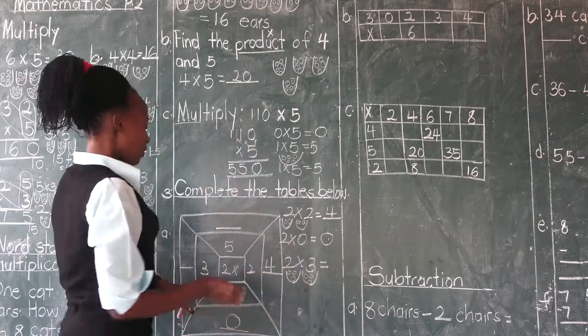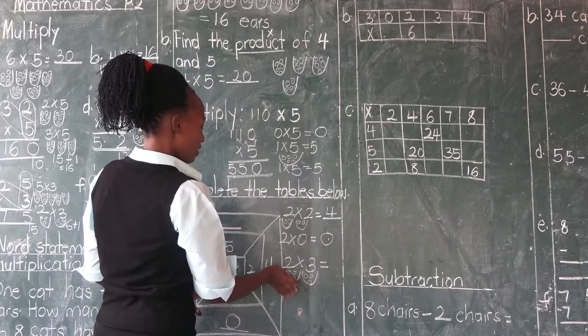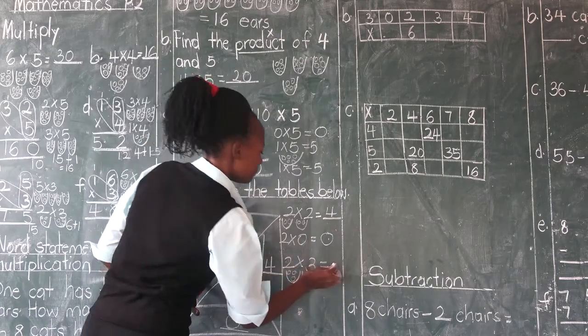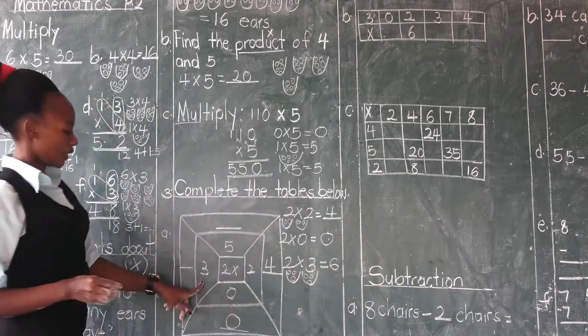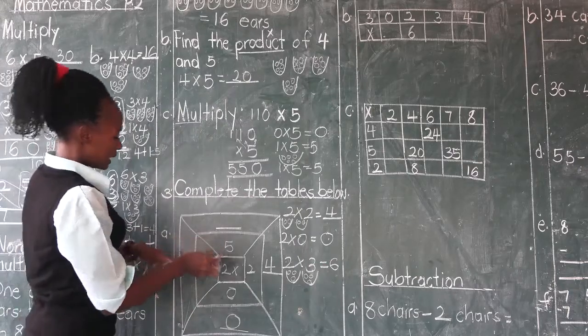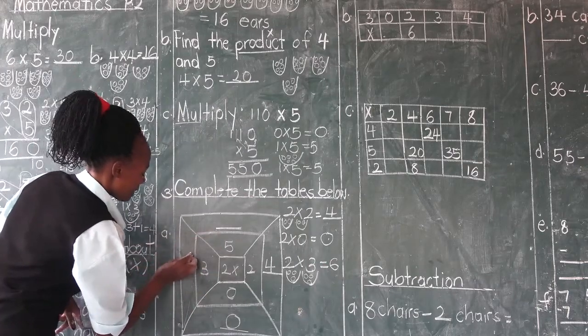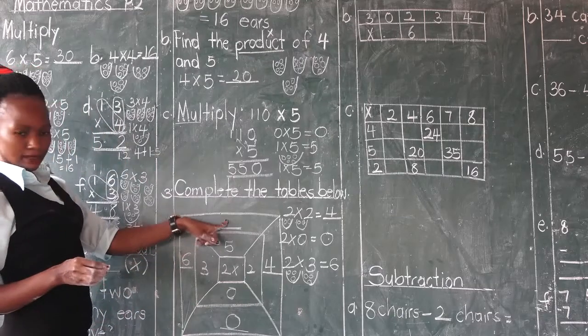Now let's put them together. 1, 2, 3, 4, 5, 6. Okay? Then we have our last one. Here, after finding the answer there, you write it in the box. Then let's come to this.